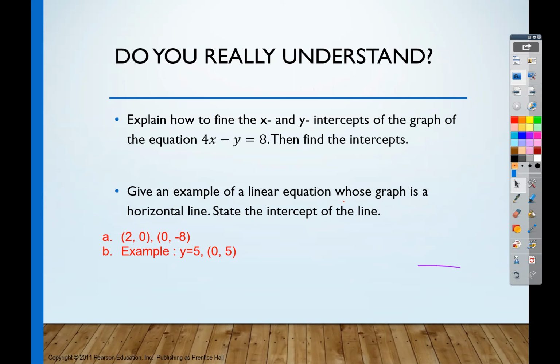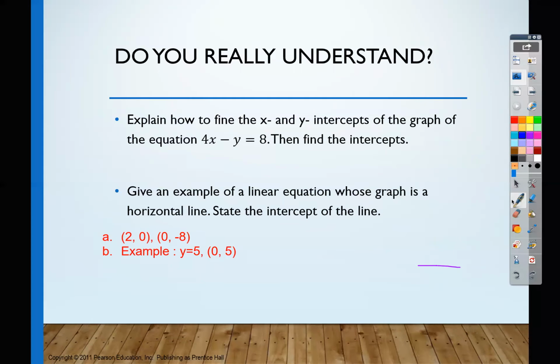Give an example of a linear equation whose graph is a horizontal line and state the intercept. An example would be where y equals 5 and the intercept would be 0, 5, because it wants a horizontal line. So 1, 2, 3, 4, 5. If we did that, it looked like this. And the point would be 0, 5.